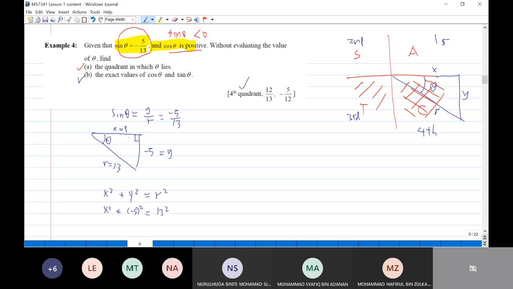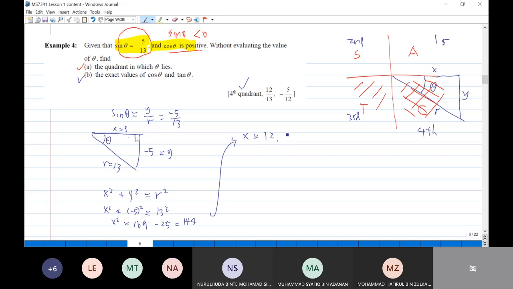So x squared is equal to 13 squared, which is 169, minus 5 squared, which is 25. So minus 25, we get 144. So x squared is 144, so x equals 12. Take the square root of 144, which is 12, because x is positive, right? It's on the right hand side.